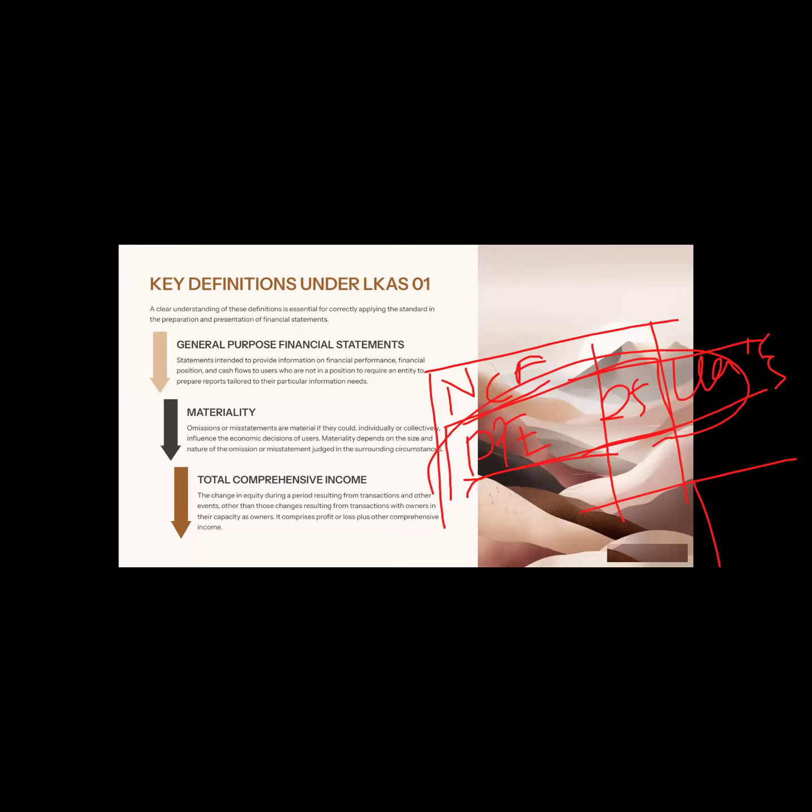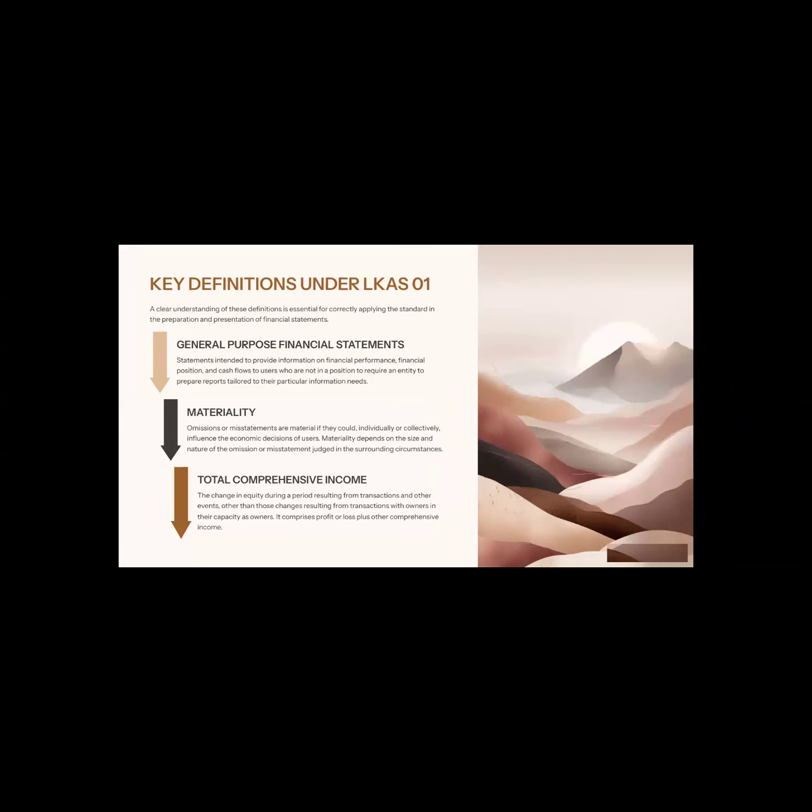So general purpose financial statements means combining all these five. These are to evaluate the financial performance, to look at the position, to look at the cash flows, to look at the changes in equity, and to provide information in the notes. We are preparing these general purpose financial statements.